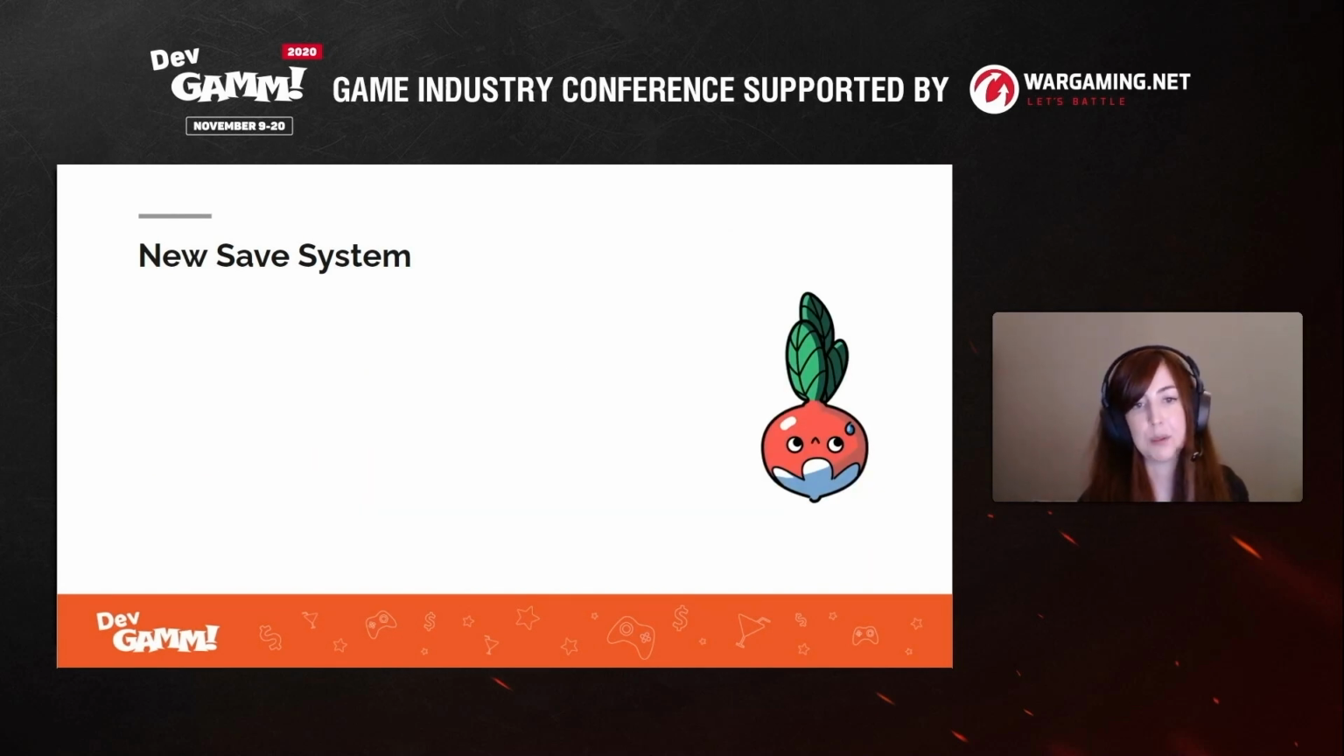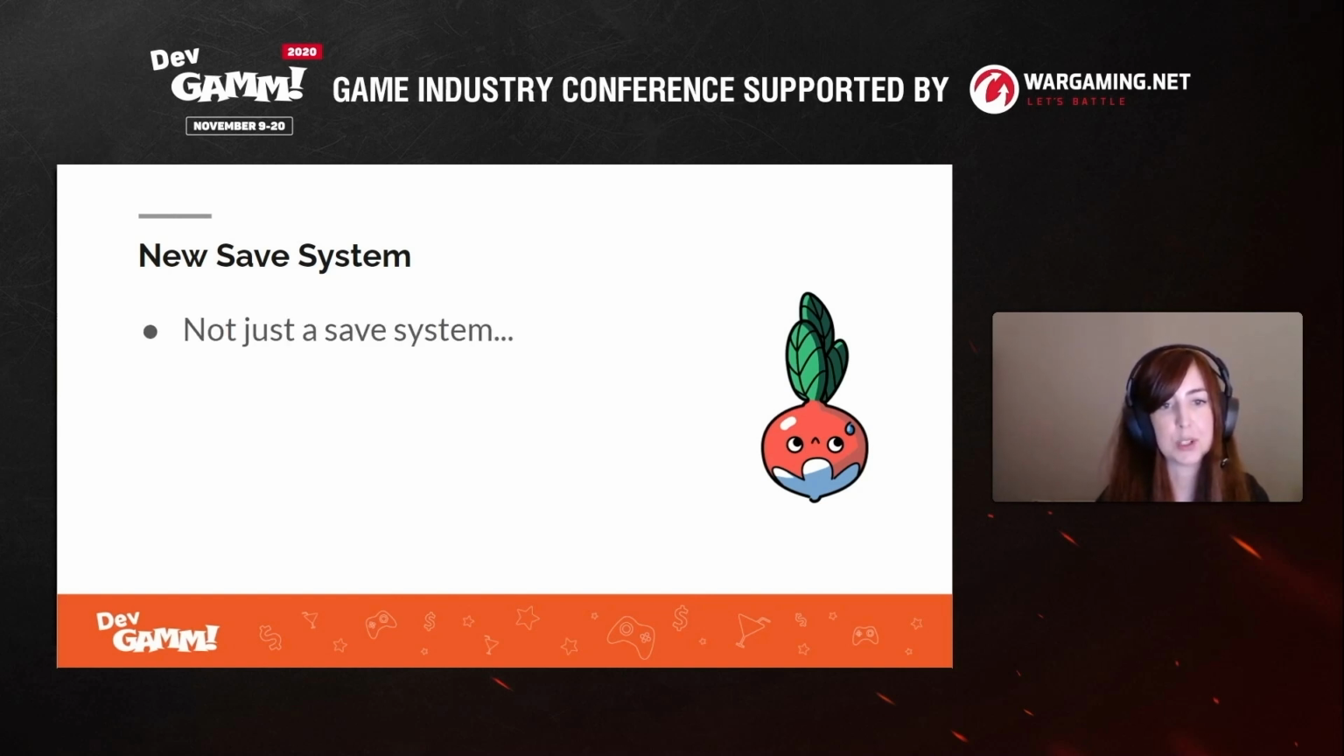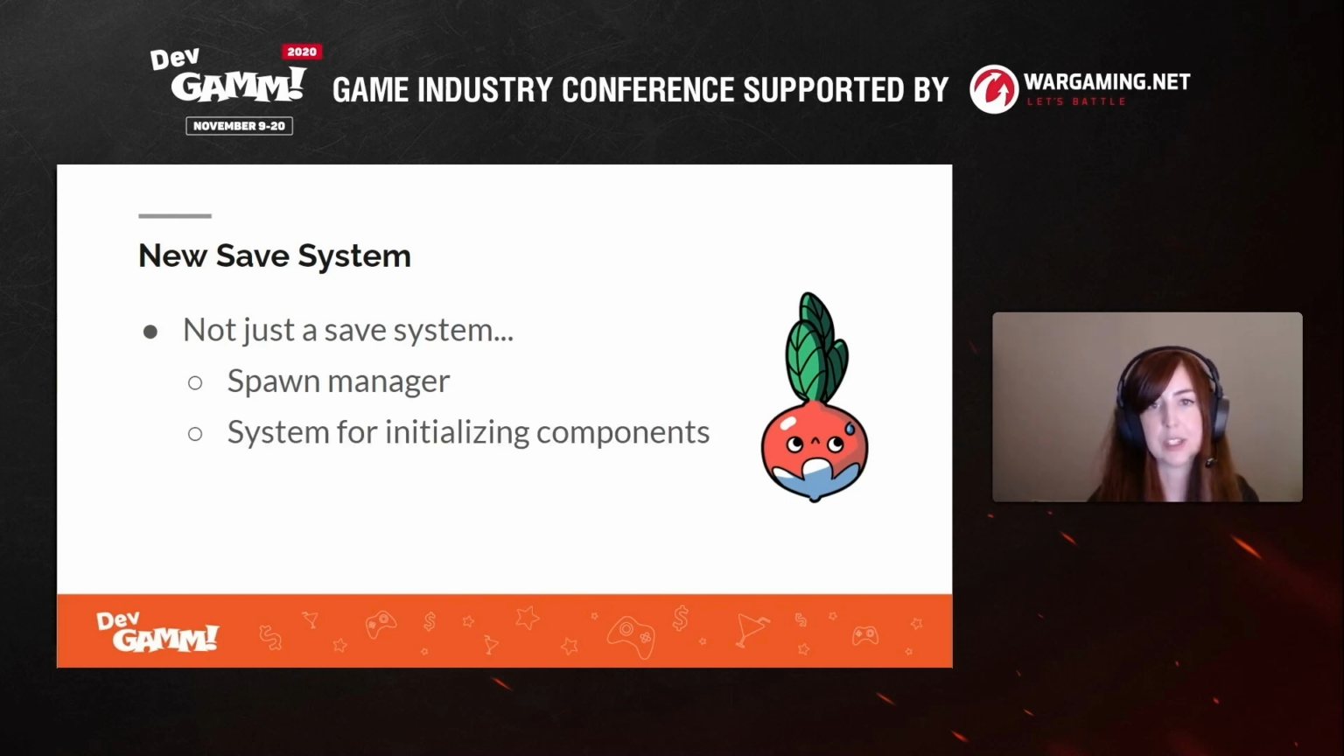So we decided to implement a completely new save system with the goal of making it more flexible and easier to use. And as I was doing this, the task grew to become more than just a save system, because it was such an integral part of the code that it influenced a bunch of other systems. So I also ended up making a spawn manager, a system for initializing components, and a system for streaming in new areas.